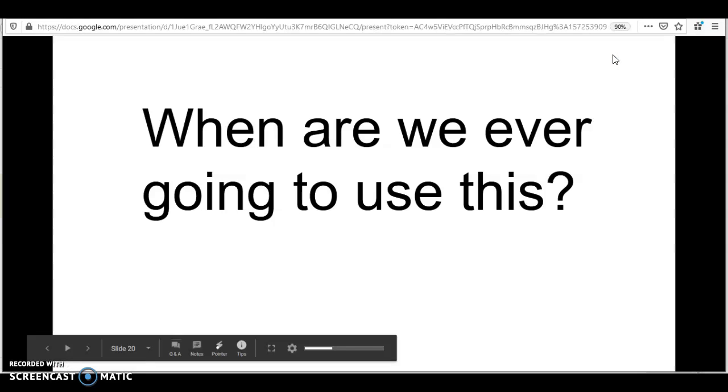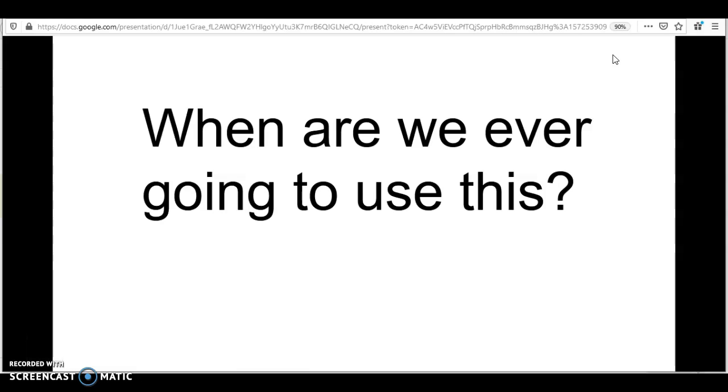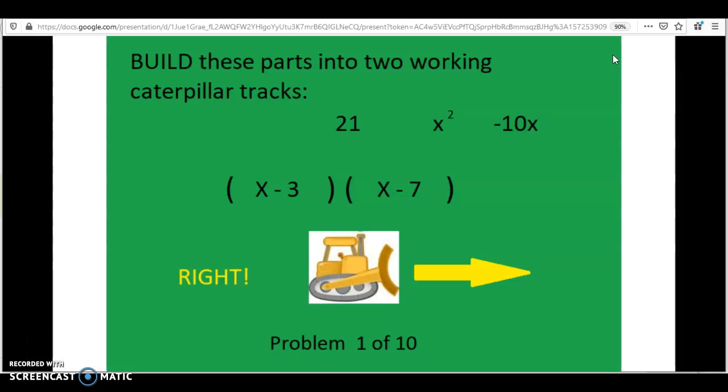The great question in mathematics is, when are we ever going to use this? You're going to use these a lot when you get to high school. If I go back to our sample equation, in order to put this in standard format, all I need to do is move the 21 over here. So it's x squared minus 10x plus 21. And that can be factored then into x minus 3 times x minus 7.